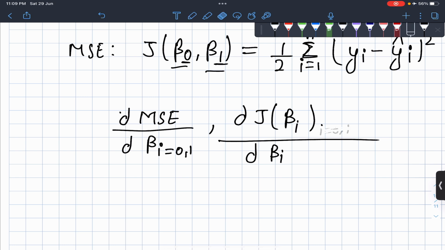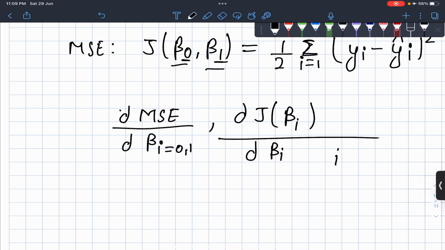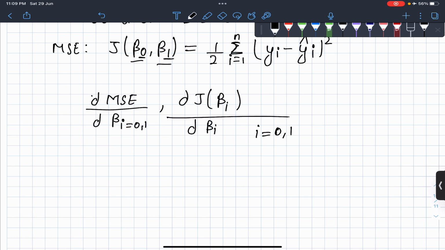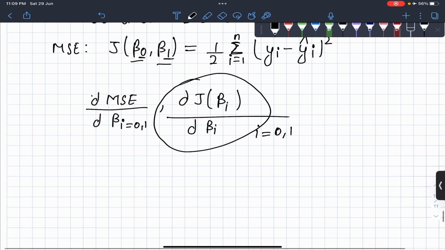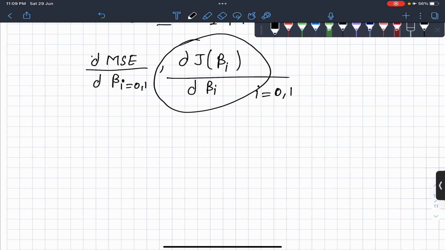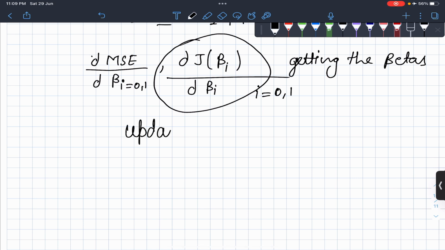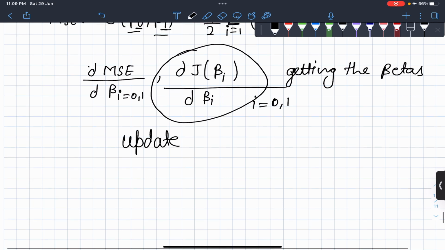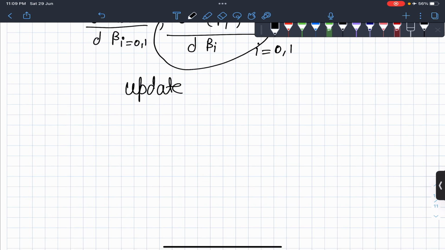It was just a writing mistake. Are you getting what I'm trying to say? We take i from 0 to 1, for beta 0 and beta 1. This is the approach we have to understand: what is happening behind it, for getting the betas. Now we have to update these also. Why do we have to update them, and how will we update them?